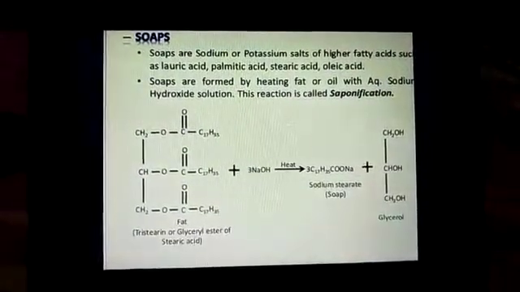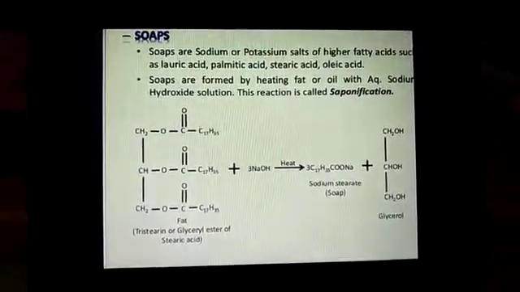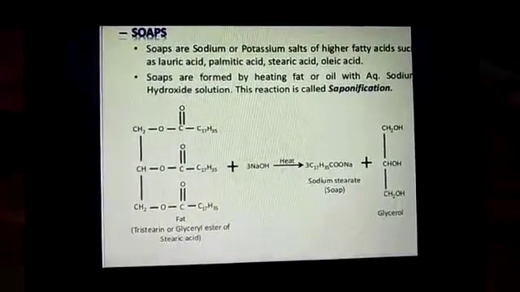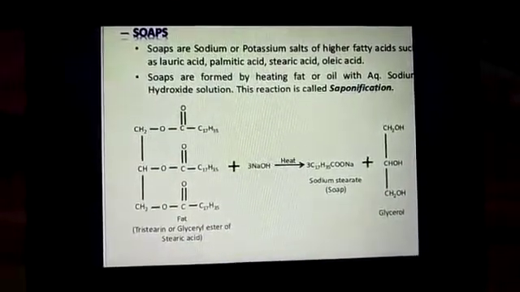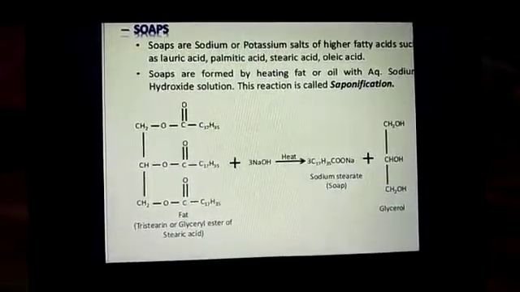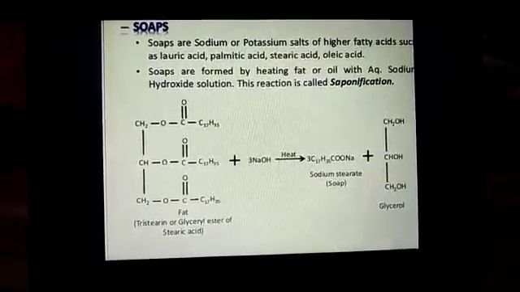Now what are soaps? Soaps are the sodium and potassium salts of the higher fatty acids such as palmitic acid, stearic acid, oleic acid. Soaps are formed by heating the oil or fat with the aqueous solution of sodium hydroxide. This reaction is known as saponification.